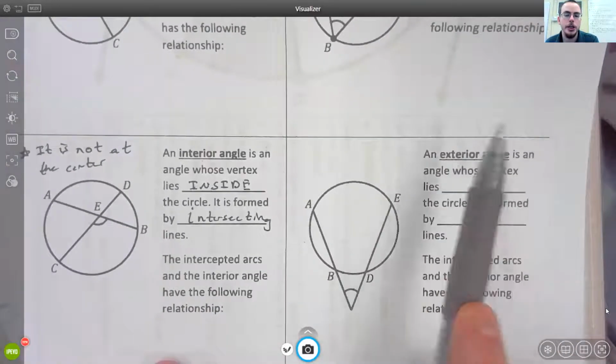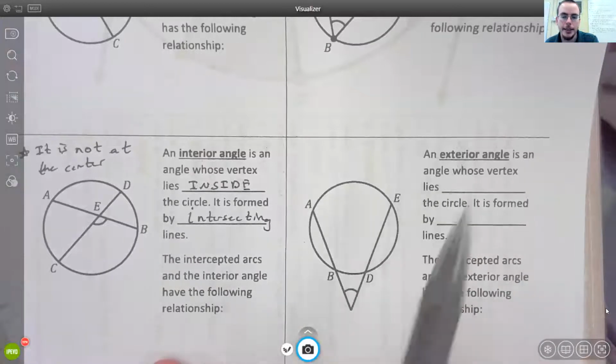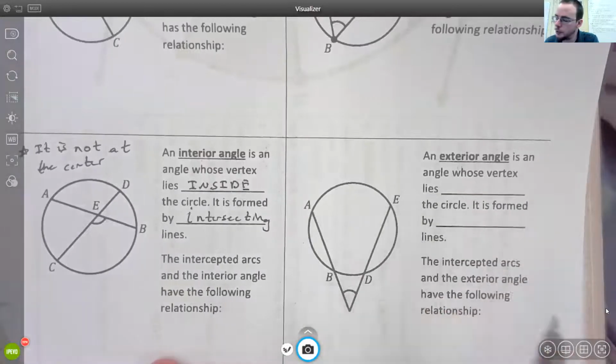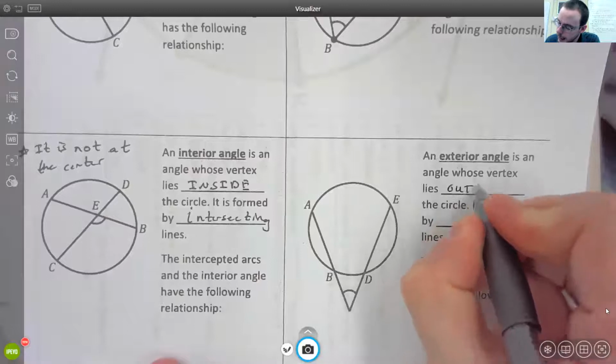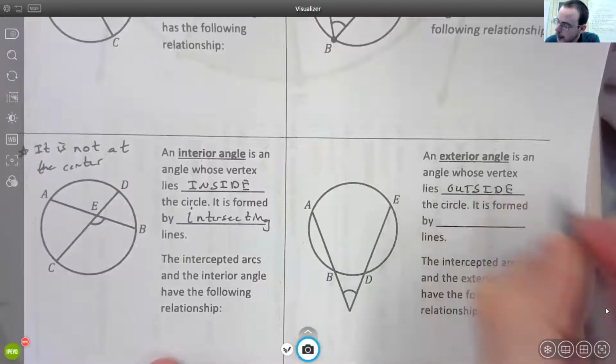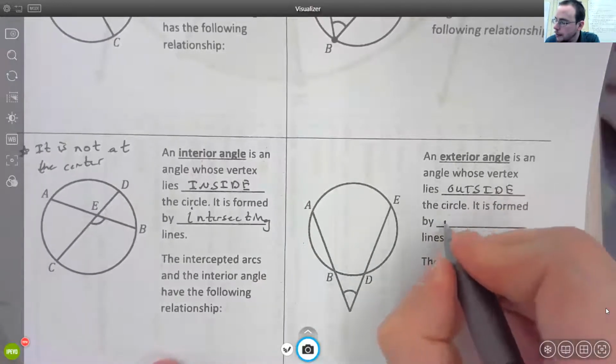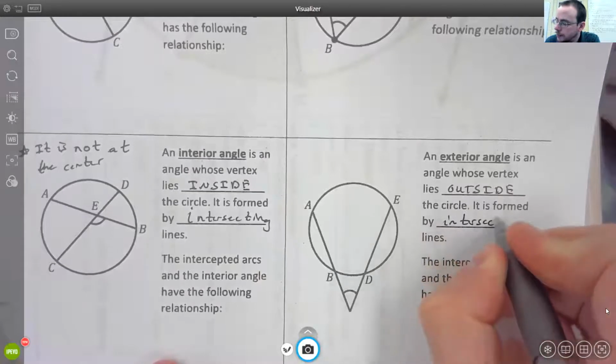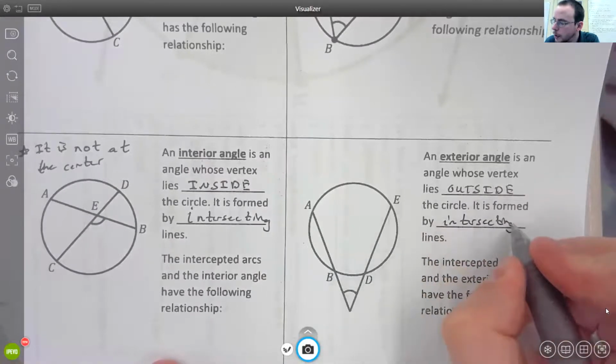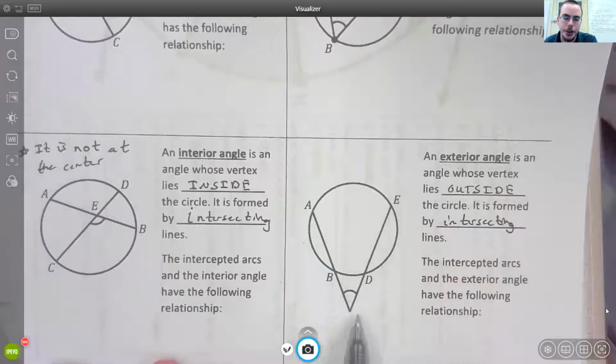And then your last one, an exterior angle, as the name implies, is an angle whose vertex lies outside the circle. It too is formed by intersecting lines. Okay, so the vertex must be outside of the circle like it is here.